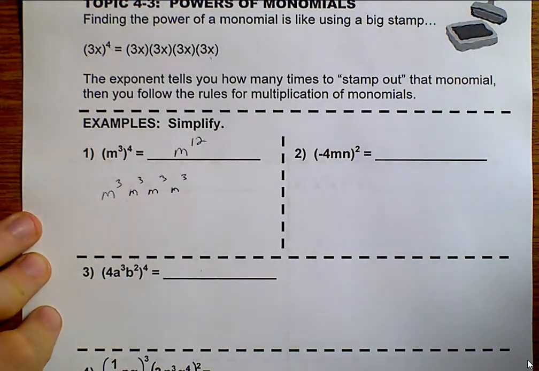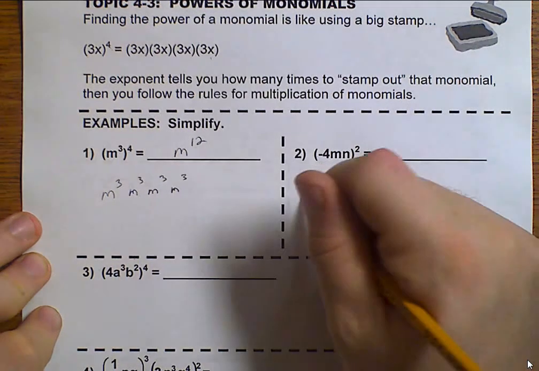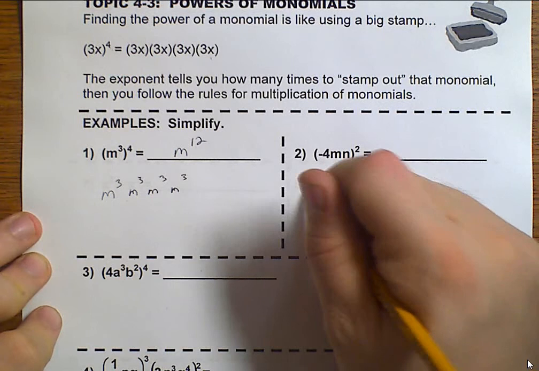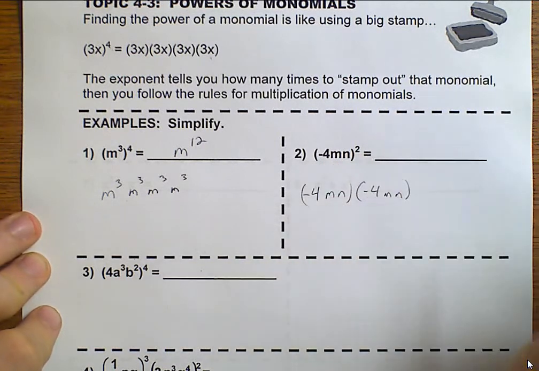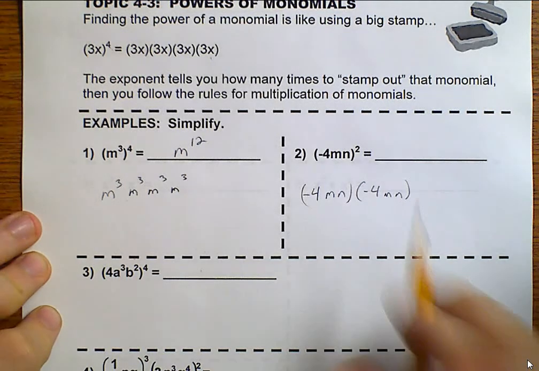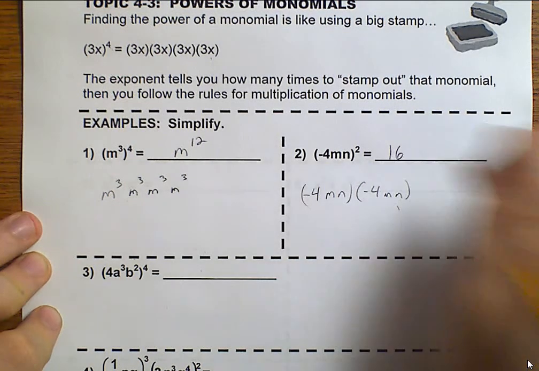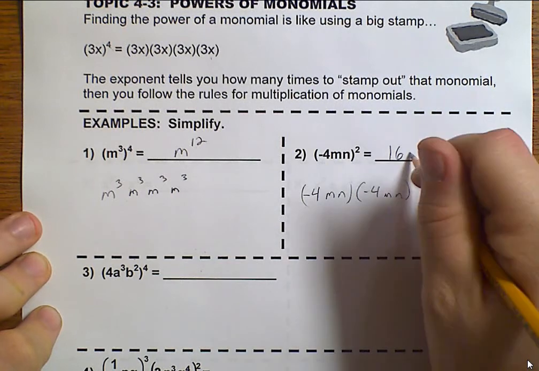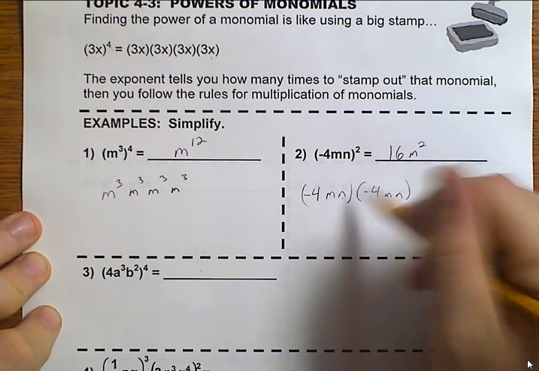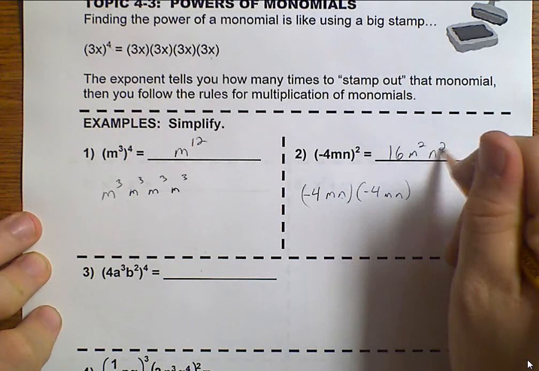Let's go and look at number 2. This would be negative 4mn times negative 4mn. Well, negative 4 times negative 4 is a positive 16. m times m makes m squared, and n times n makes n squared.